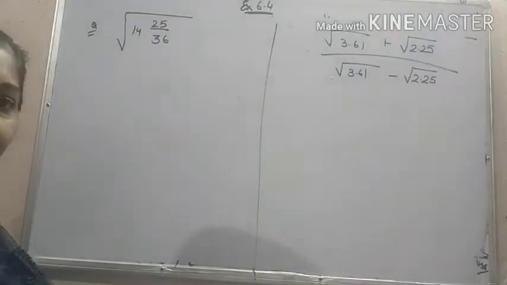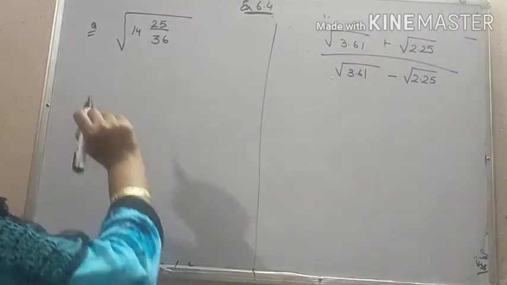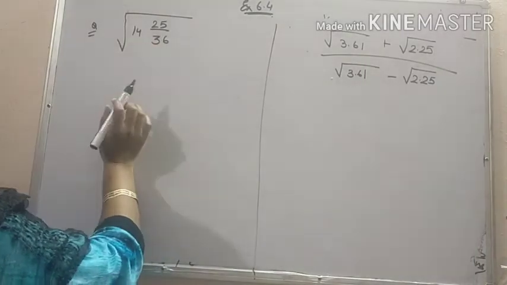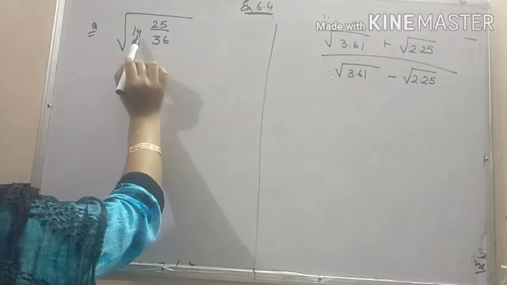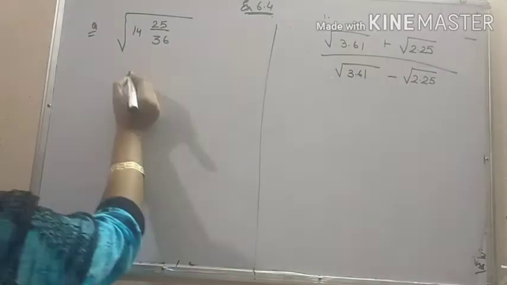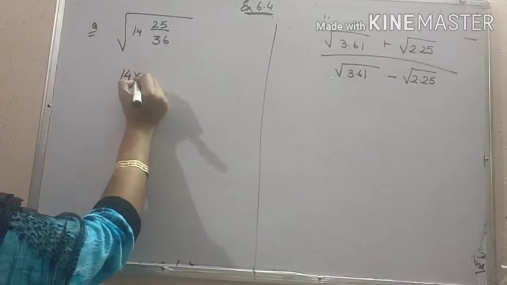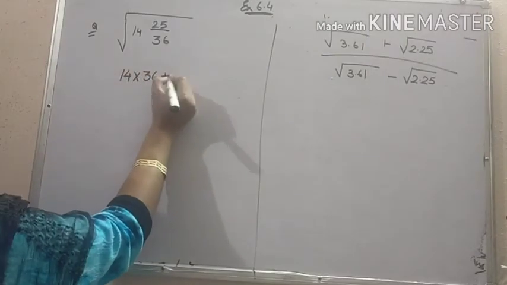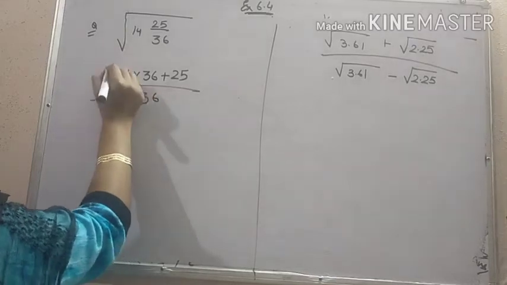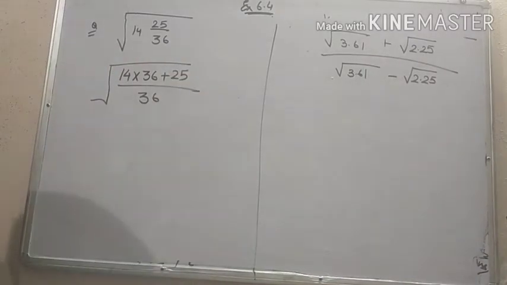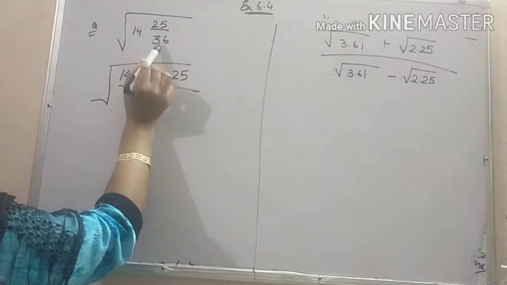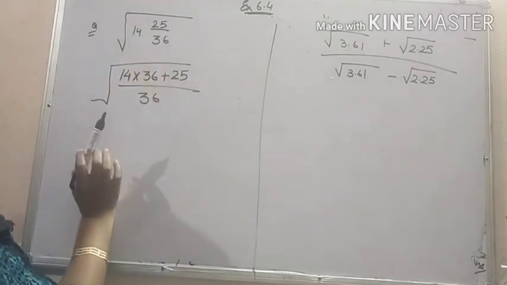Let's solve a few more problems. Now when there is a mixed fraction and you have to solve it, what will you do? First of all, you will convert this mixed fraction into an improper fraction: 14 into 36 plus 25 upon 36. This is the only way to convert a mixed fraction into an improper fraction: you multiply the whole part with the denominator and add the numerator to it.